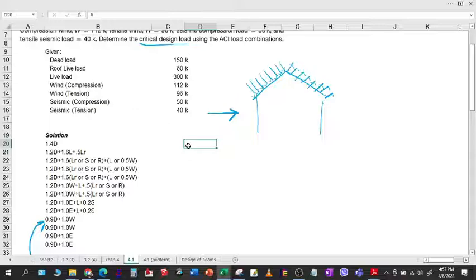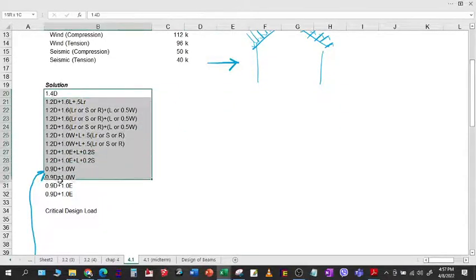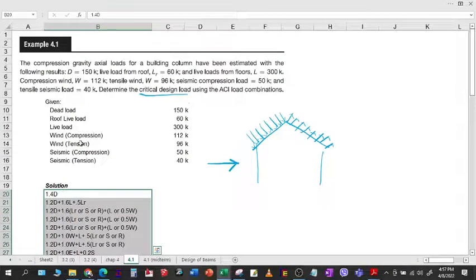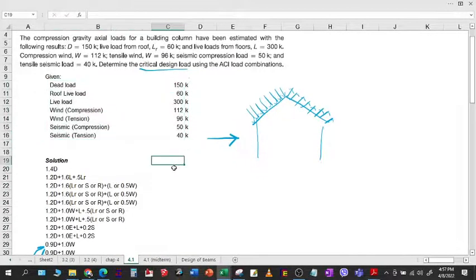So, wind force is not automatically pushing but also suction. The same with seismic, because seismic is back and forth movement. So therefore, there might be a chance that it's compression, and there is also a chance that it will be tension. So I have listed down all the possible load combinations based on these given loads. Okay, so all you have to do is plug in all those values.